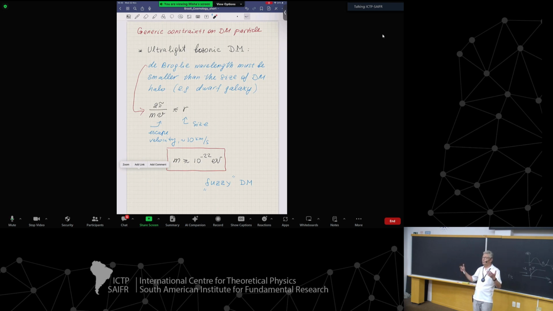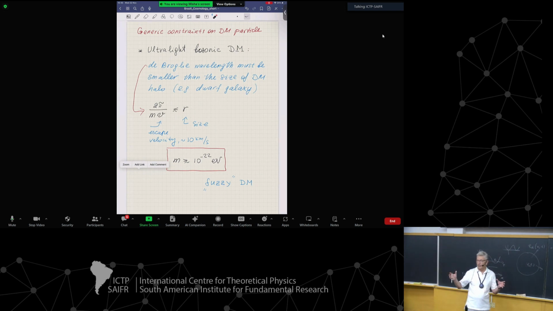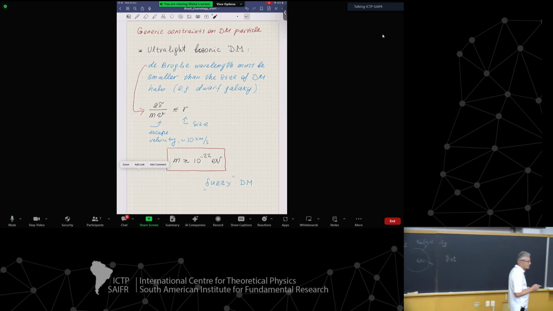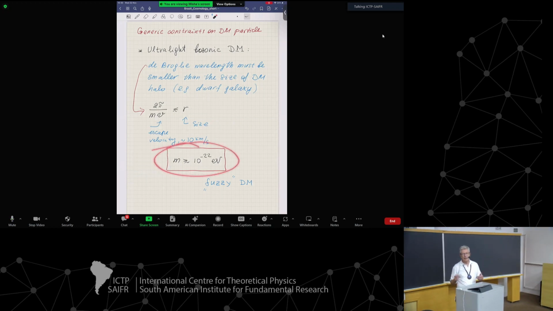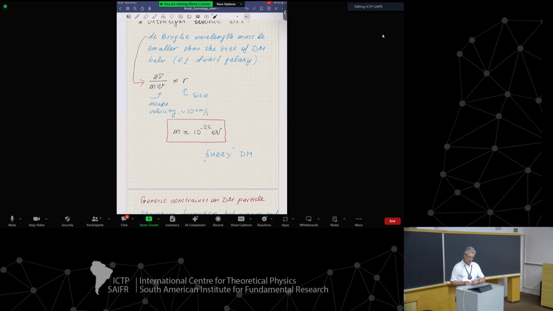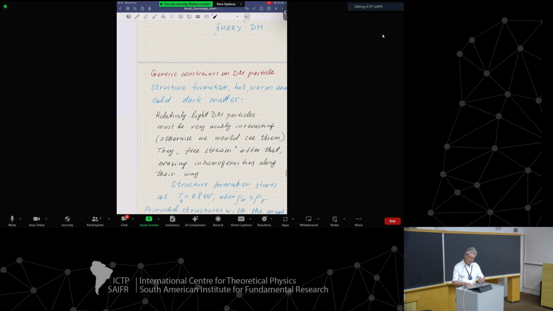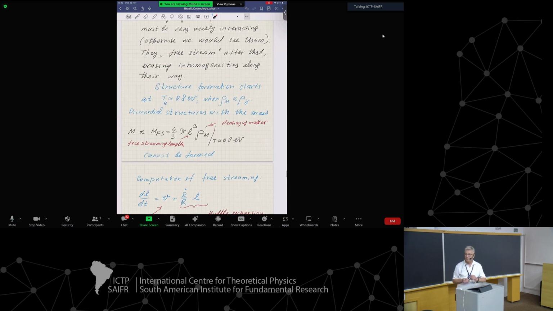Take the size of the smallest object in the universe which contains dark matter, which would be some dwarf galaxy, and require that the de Broglie wavelength of the dark matter particle is not greater than this value. So that leads you to yet another constraint, which is as weak as 10 to the minus 22 electron volts. And if you have a particle with this type of mass, this goes under the name of fuzzy dark matter. There is yet another generic constraint on dark matter particles, but since I'm running out of time, I will postpone this discussion for tomorrow.